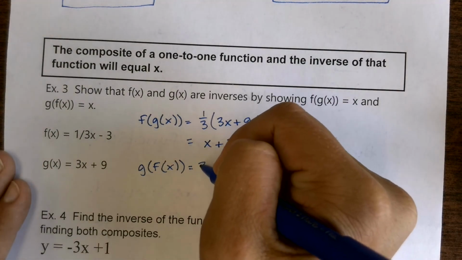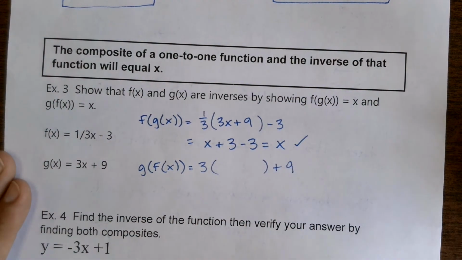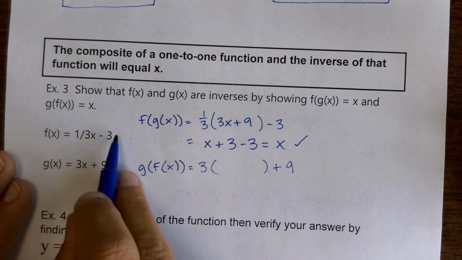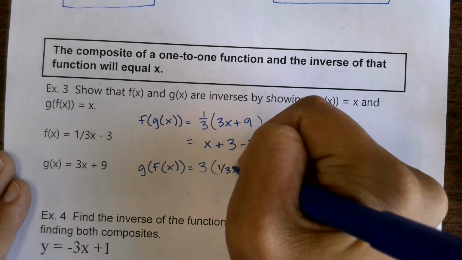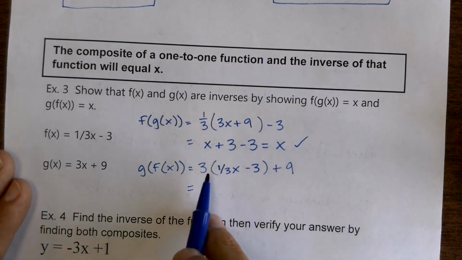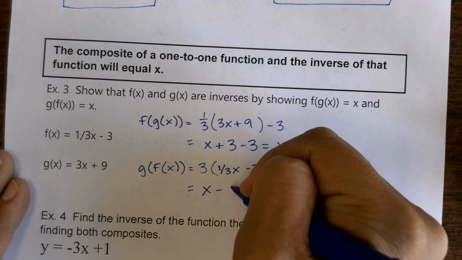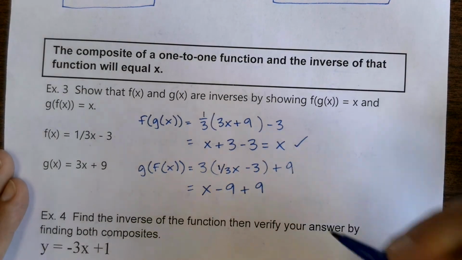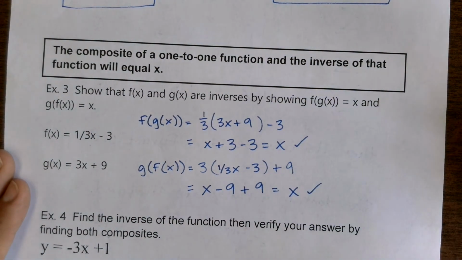So in this case, I have my 3 times blah plus 9. I'm plugging in every part of f of x in for my x. So I've got a 1/3 x minus 3. And because these are both lines, it's going to work really similarly. When I distribute the 3 to everything, we'll get an x minus 9, then plus 9, which simplifies to x. So that just tells us it worked.